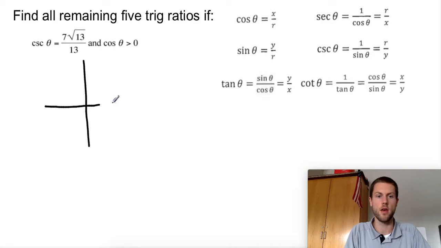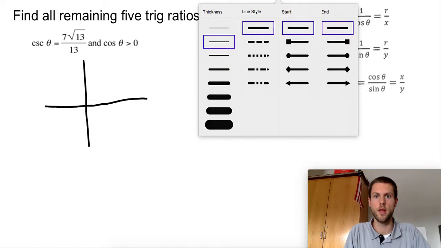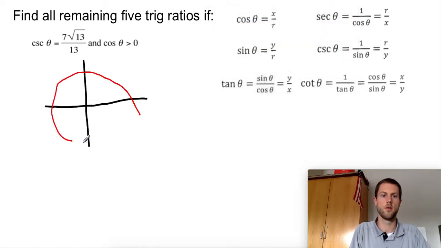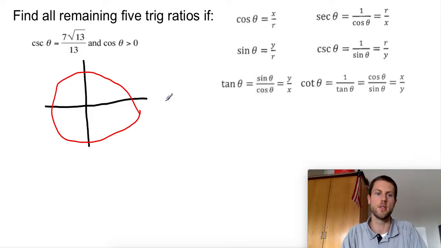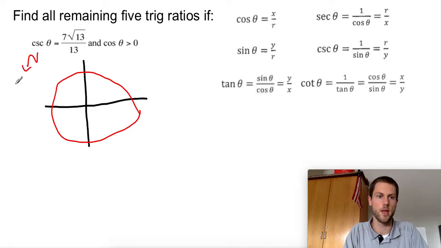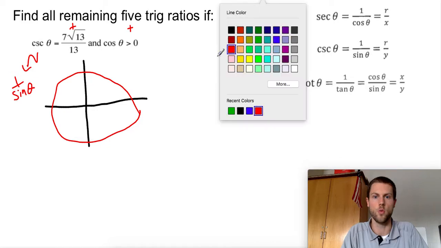If I have a circle in my coordinate plane, it's going to look something like this. Not the best circle, but it'll do. What I know about this triangle that I'm superimposing into my circle is that the cosecant is positive, since this is positive, and the cosine is also positive. One thing I'm trying to keep in mind is that the cosecant of theta is 1 over the sine of theta. So I'm saying that the sine is positive and the cosine is positive, which tells me that I'm going to be in quadrant 1 here.